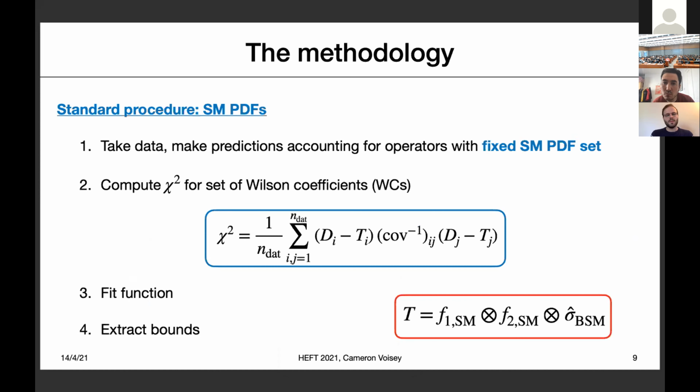We then might compute a chi-squared for a set of Wilson coefficients. So here is the typical chi-squared formula that you've seen in the previous talks, where we have D the data, T the theory, and the covariance matrix sandwiched between, which encapsulates the uncertainties on data and the correlations between them. And then given a sample of chi-squared values, you can fit a function to them, and then you can extract your bounds. And crucially, what's done here, as I mentioned earlier, is that when you compute your T, you assume standard model PDFs.